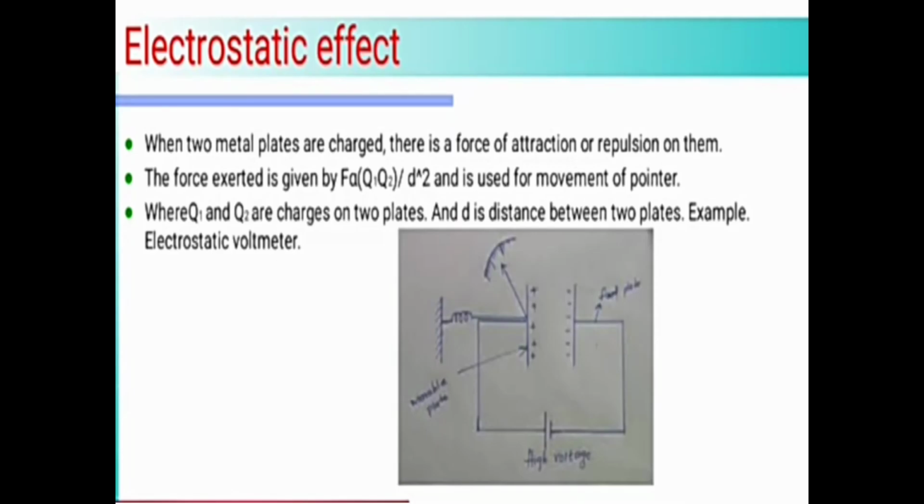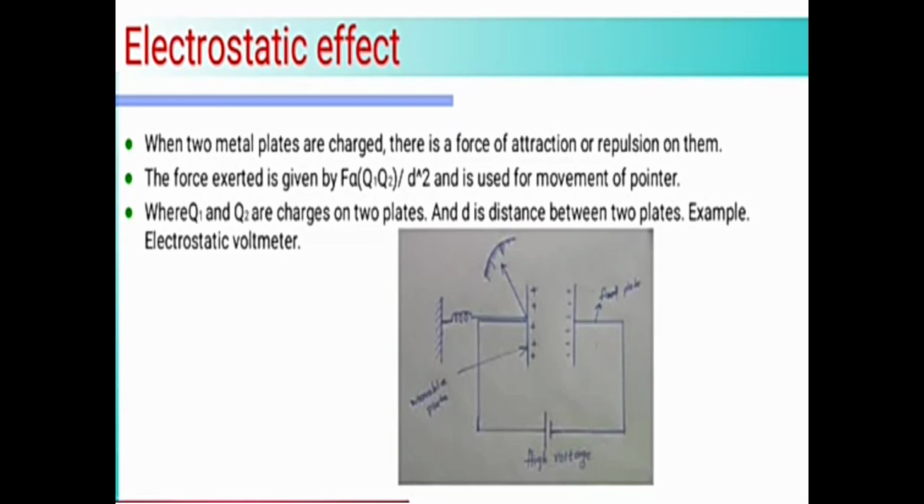We see the electrostatic effects. When two metal plates are charged, there is a force of attraction or repulsion on them. The force exerted is given by F equals Q1 Q2 by D square and is used for movement of the pointer, where Q1 and Q2 are the charges on the two plates and D is the distance between the two plates. Example: electrostatic voltmeter.